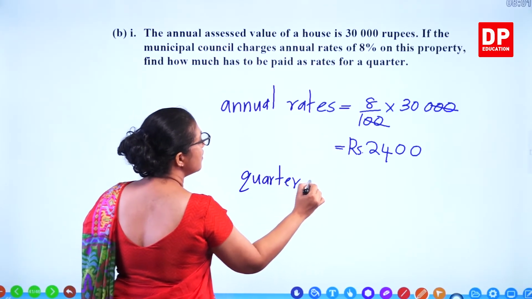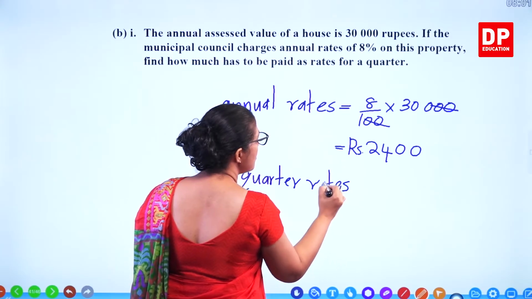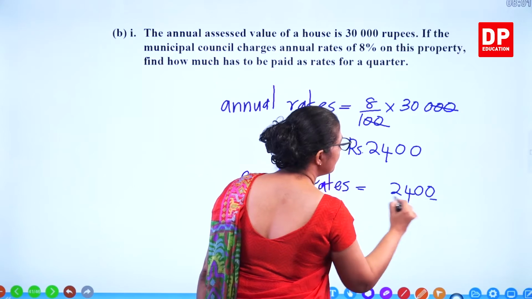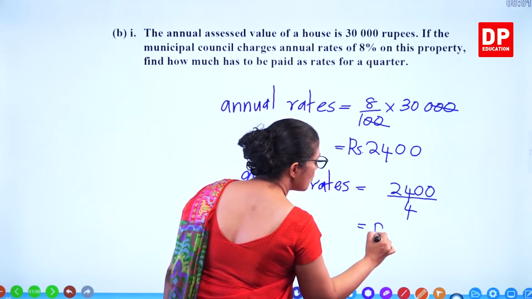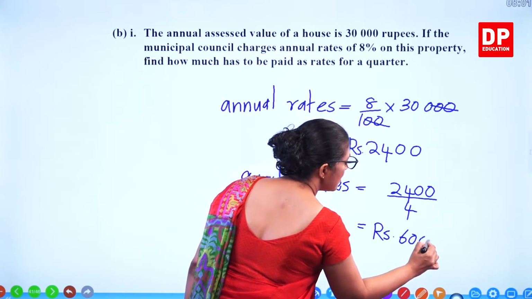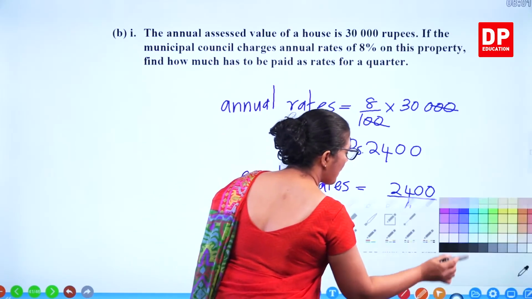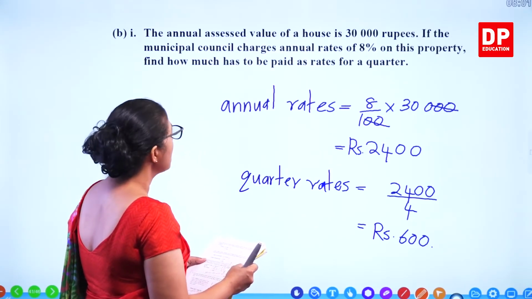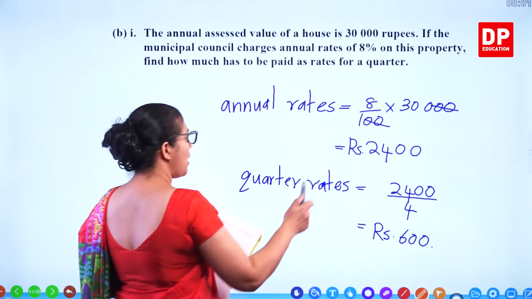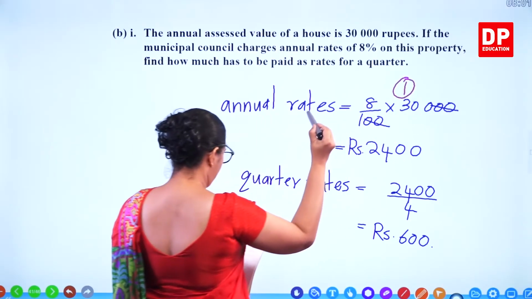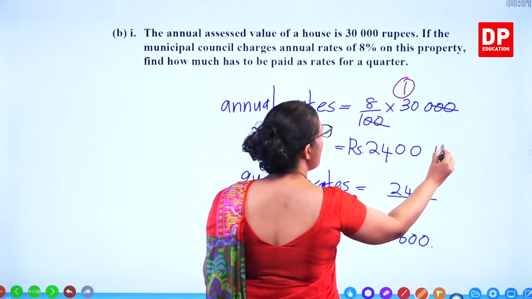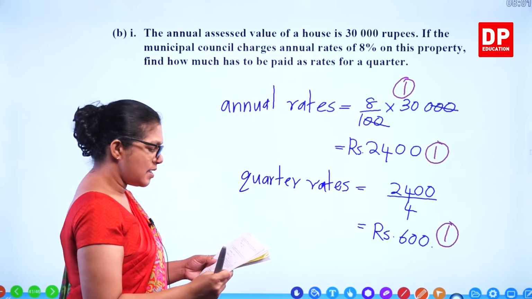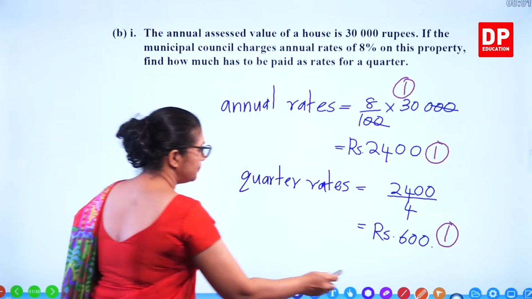And what's the value for a quarter? Quarter rates becomes, you have to divide this by 4. So 600 rupees. So how many marks are you getting? 8% of this value, 1 mark. This is 1 mark and 1 mark for dividing. Altogether 3 marks.